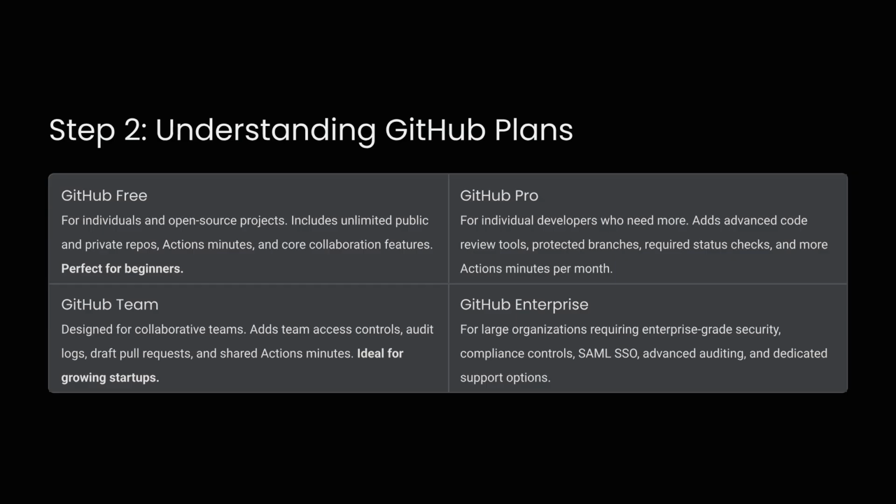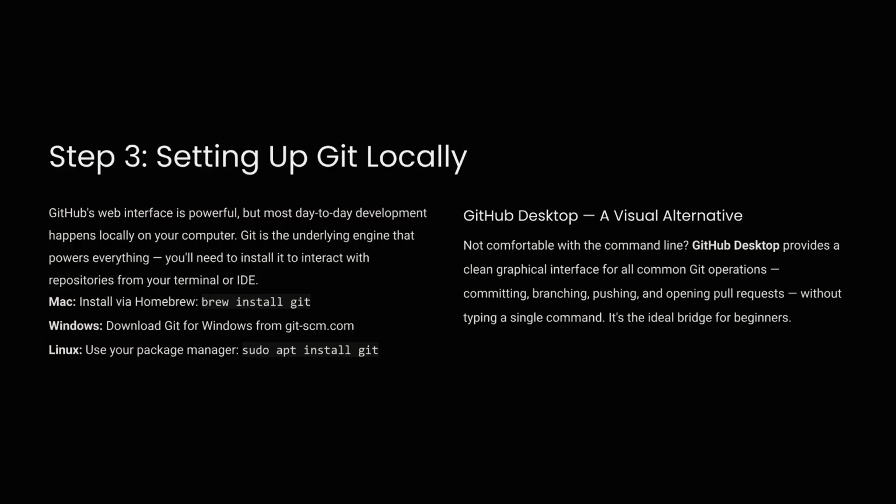GitHub Free is perfect for beginners. GitHub Pro adds advanced review tools for individual developers. Team is ideal for growing startups, and Enterprise is for large organizations needing high security and compliance. Step 3 is setting up Git locally, as most development happens on your computer.